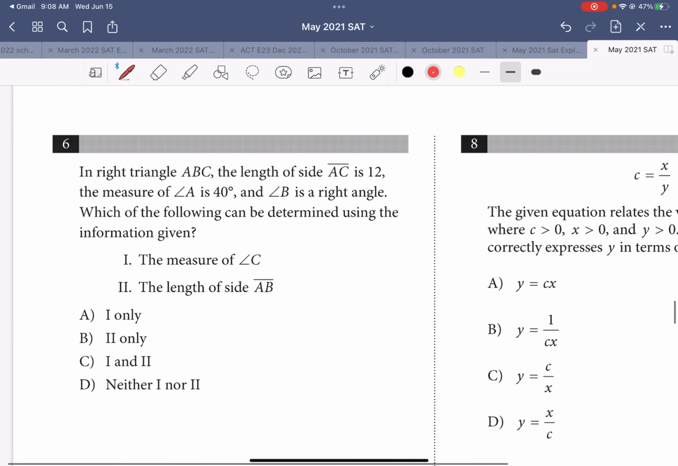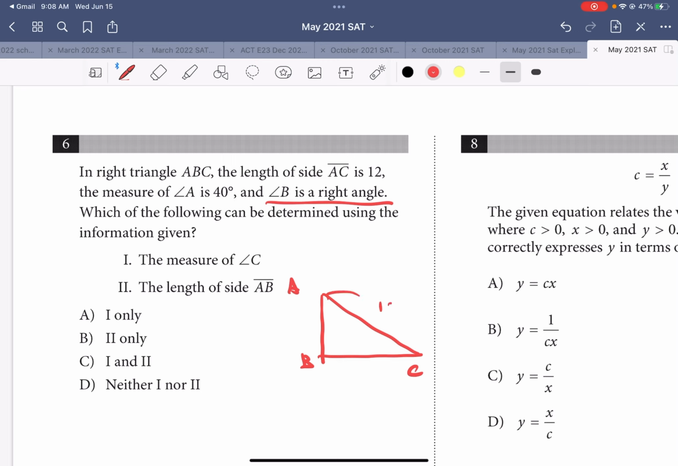Number 6, in right triangle ABC, the length of side AC is 12. So you can draw it like that. B is a right angle. So I'm going to put B here, A here, C. And then what they're saying is AC here, hypotenuse, which is 12. Angle A is 40 degrees. Now, which of the following can be determined using the information?